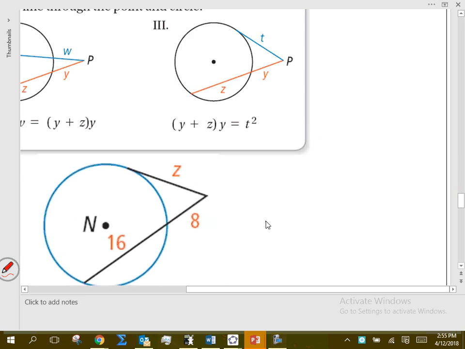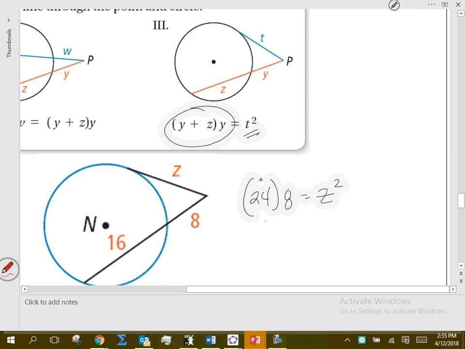Let's look at this one. If I've got these two things here, these are the same, right? So now this side here is the same concept as the last one. It's the entire secant times the outside part. So what is the entire secant here? What's 16 plus 8? 24. Okay. What's the outside part of that secant? 8. And now what is your tangent part? Z. And you would square that.